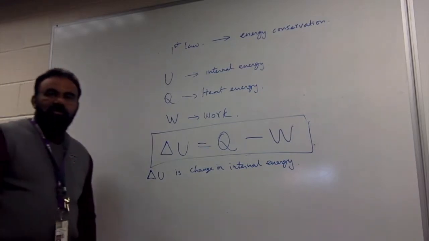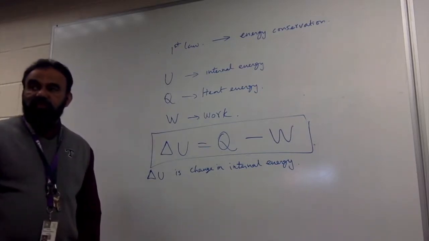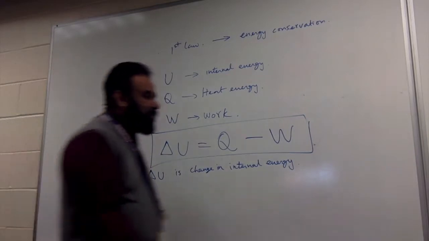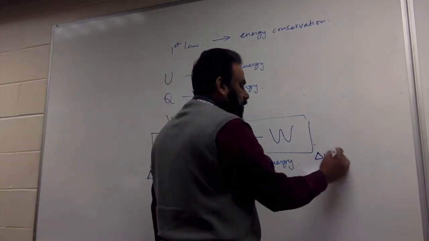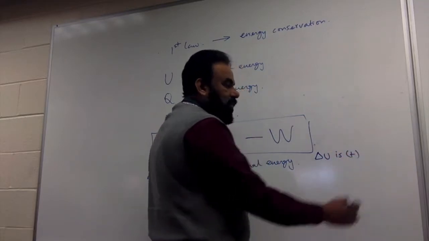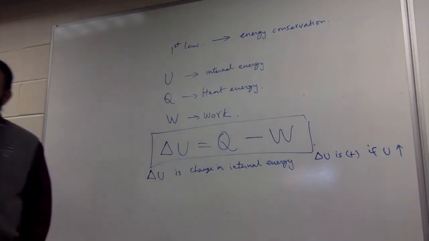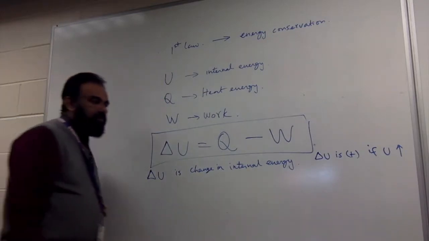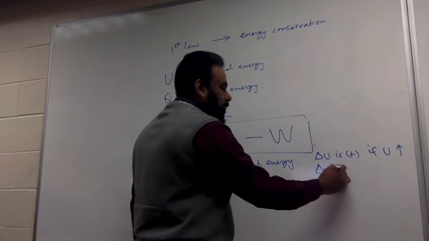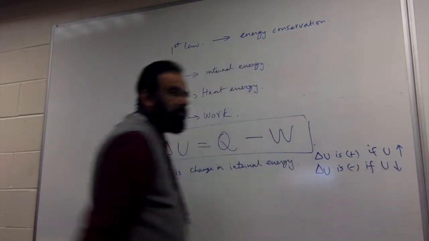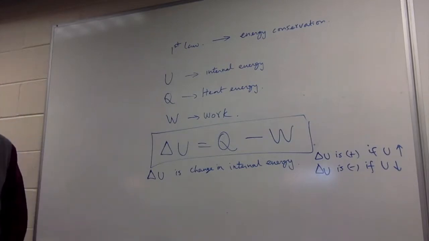Of course, we need to know what is the sign convention that you're going to use. When is delta U positive or when is delta U negative? Delta U is positive if U goes up. And delta U is negative if U decreases. Okay, if the internal energy decreases, that means delta U is supposed to be negative.